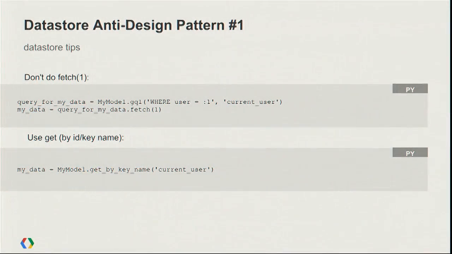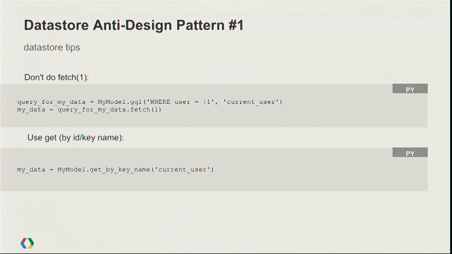I have some specific examples of things I'm going to go over, and I'll just dive right into those. This is my first data store anti-pattern, and it generally looks something like this. You have a query, and you're fetching one result. Basically what this code is supposed to say is, I know what model I want to retrieve from the data store.